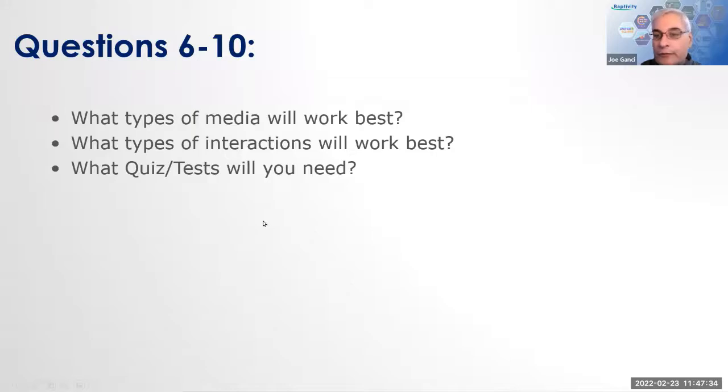What quizzes or tests will you need? This is an important one because unless you know what kinds of tests and quizzes, this goes right back to the objectives, by the way, because those verbs that were used in the objectives are the ones that you're also going to use in your tests and quizzes, making sure that you have the ability to ensure that the learner actually knows now what they need to know.